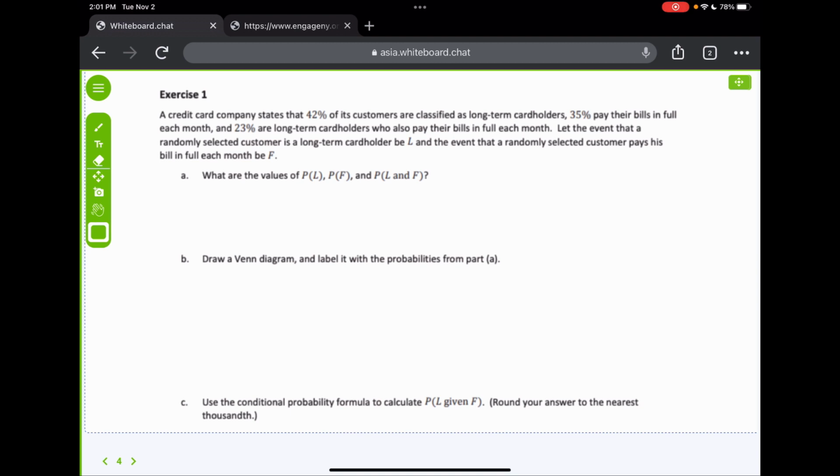For B, it says, what are the values of the probability of L? Well, L is long-term cardholder. The probability of that is 0.42. The probability of F, they pay in full each month, is 0.35. And then the probability that they are a long-term cardholder and pay their bills each month is 23 hundredths. So now let's draw a Venn diagram.